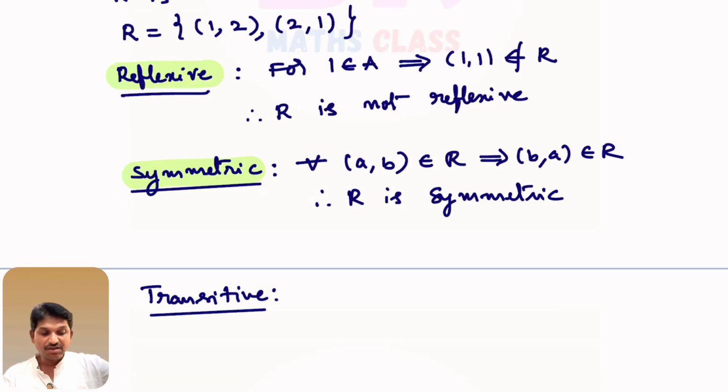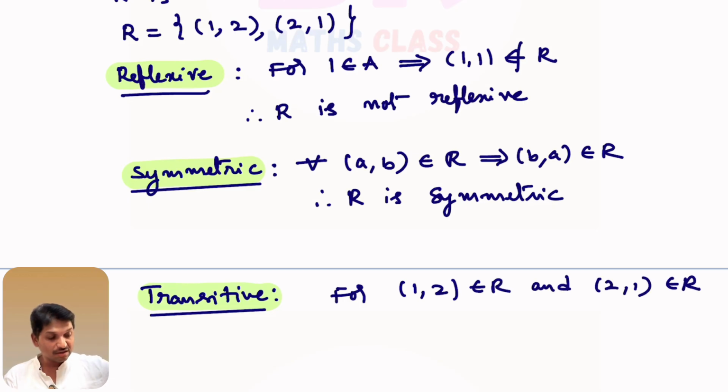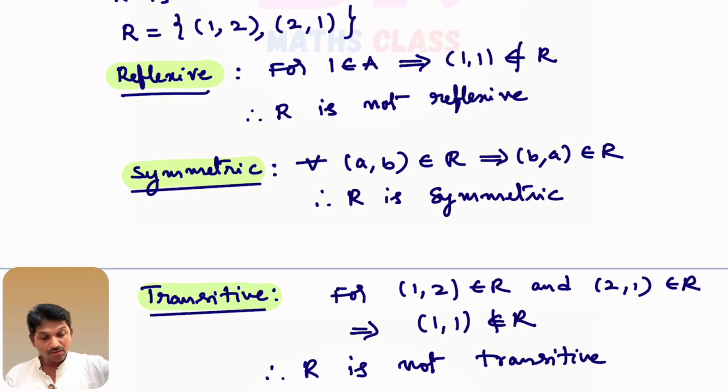Now, transitivity. You observe this relation. There exist (a, b), (b, c), but (a, c) does not belong to the relation. What is (a, c)? (1, 1). When it is not transitive, the best thing is to give a counter example. This is what we are discussing from the beginning, right? So when it is not transitive, give an example. (1, 2) belongs to R and (2, 1) belongs to R, that implies (1, 1) does not belong to the relation. Therefore, R is not transitive. So if you observe, this relation is not reflexive, not transitive, but this relation is symmetric.